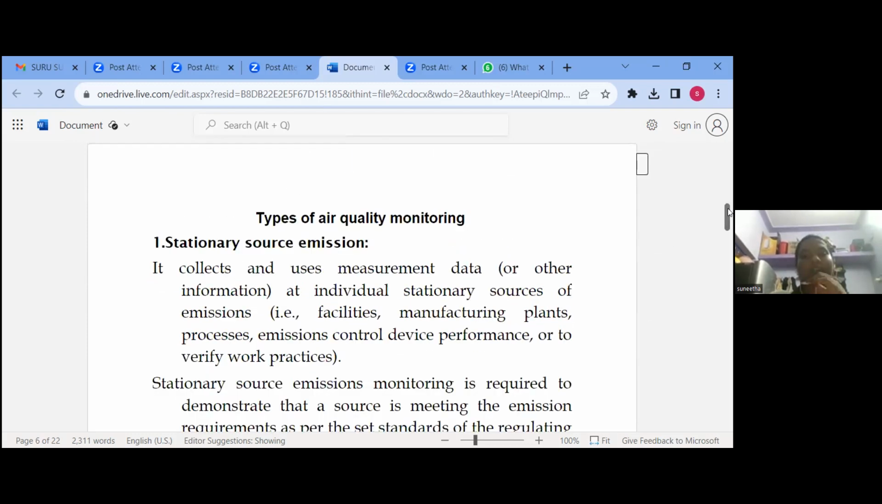And types of air quality monitoring. There are mainly 4 types of air quality monitoring. Here we can see the first one is stationary source emission. Stationary source emission is nothing but, if you have any factory, the emissions are through a chimney or devices, the emission is not moving. It is produced in a single place. So in order to monitor that, we have to go to that place and build an air quality monitoring system, and we have to monitor that air. That is stationary source emission.